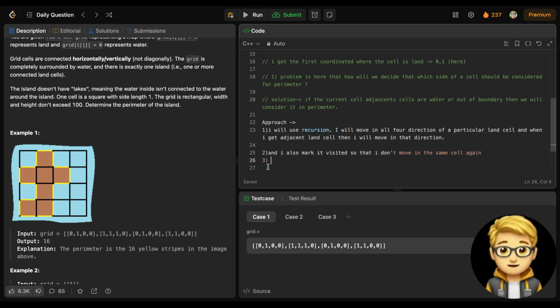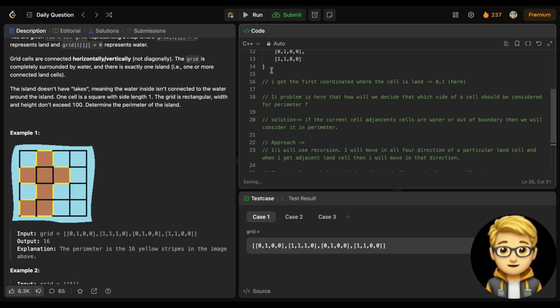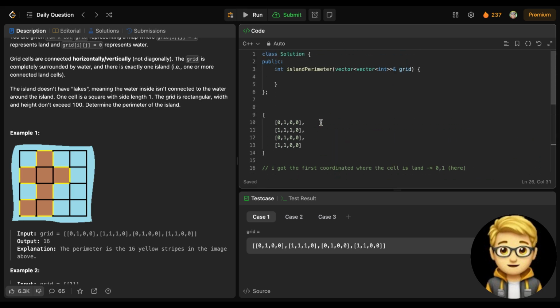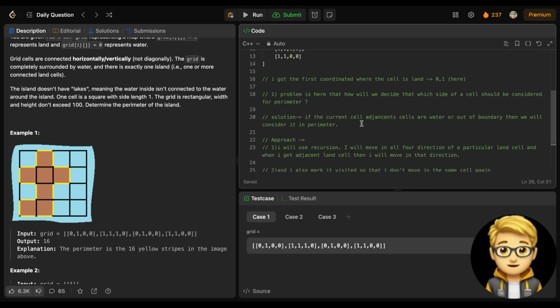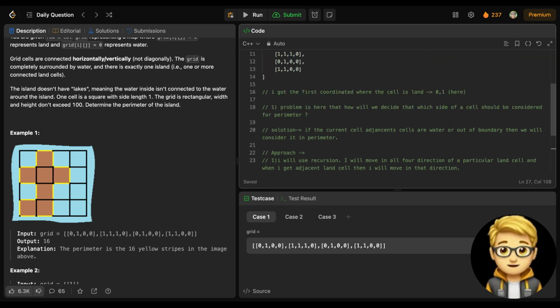Now again, for calculating the parameter, what will we do? If the current cell's adjacent cells are water or out of boundary, then we will consider it as a parameter. This is the thing for calculating the parameter. Let's see how it will get done.